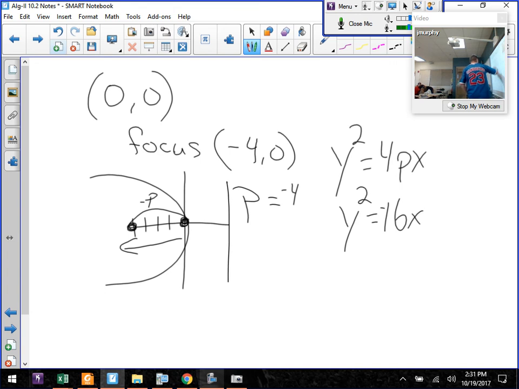So the directrix that would be at 4 would be x equals 4. Remember, I know that we always say distance is positive, but this is just telling you the direction that you're moving. Moving to the left, you're moving negative. Moving down, you're moving negative. Moving up, you're moving positive. That's what you just have to take into consideration with some of these things.